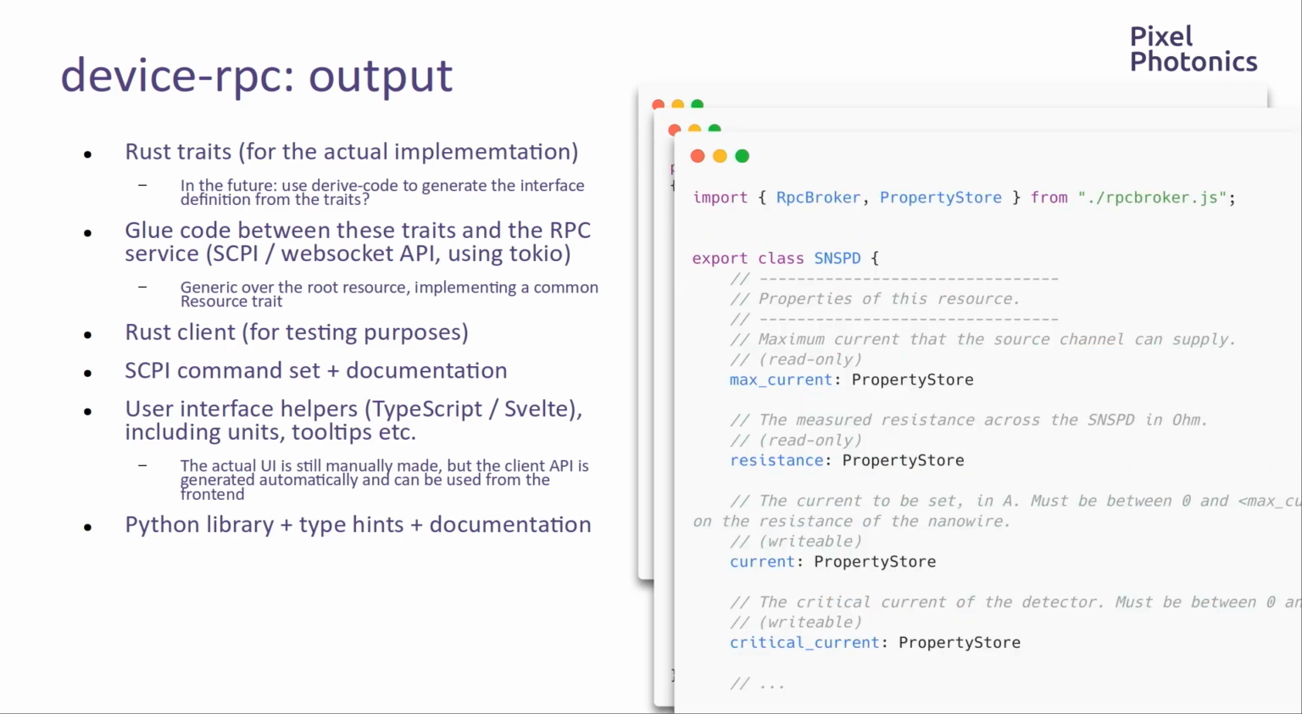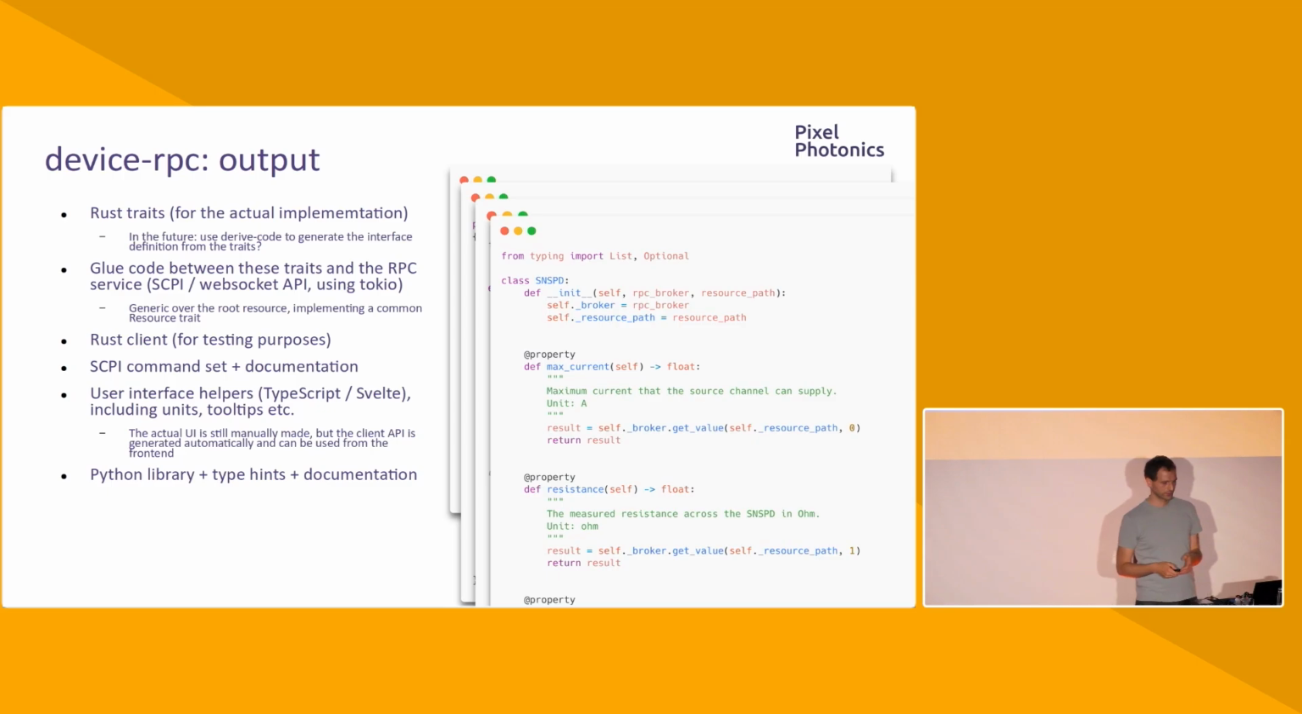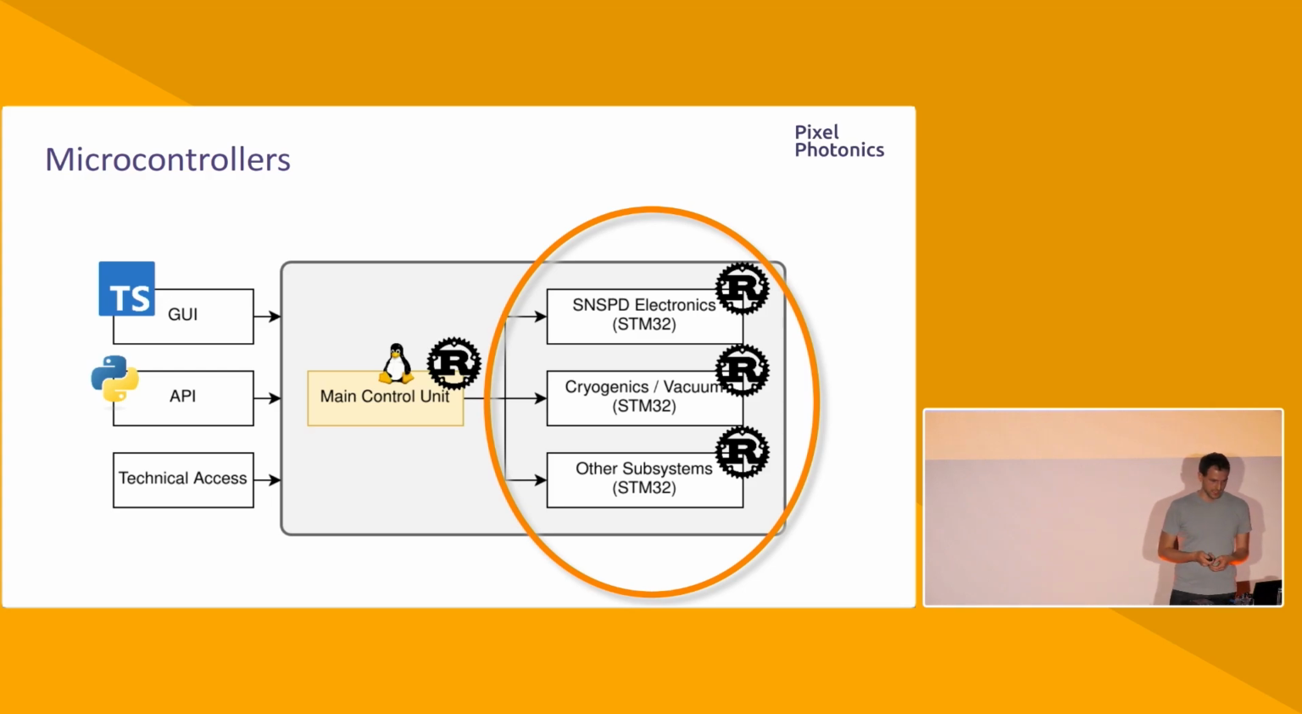So the user interface itself is not automatically generated. We do that by hand because it should look nice. But the library that the TypeScript app uses that maps over our API is generated automatically, as is the case also for the Python stuff. So this is all what we get out from this specification.